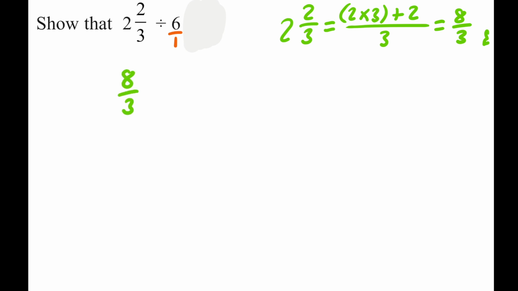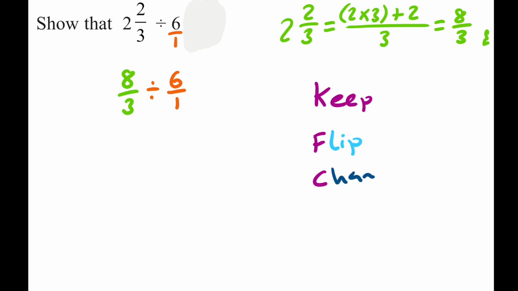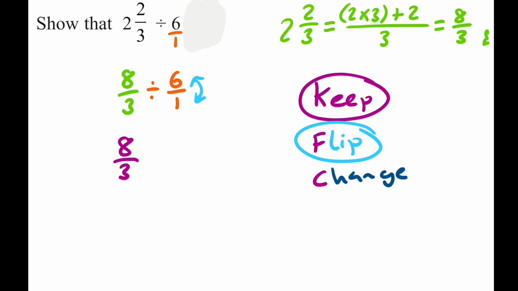It's 8 over 3, divided by 6 over 1, and now we're going to go for the KFC. KFC stands for keep, flip, and finally change. So we're going to keep the first fraction the same. So it's 8 over 3, and it's going to stay as 8 over 3. We now flip the second fraction, which means the numerator becomes the denominator, and the denominator becomes the numerator, so that now becomes 1 over 6. And then finally change, we're going to change that sign from a divide to a multiply.